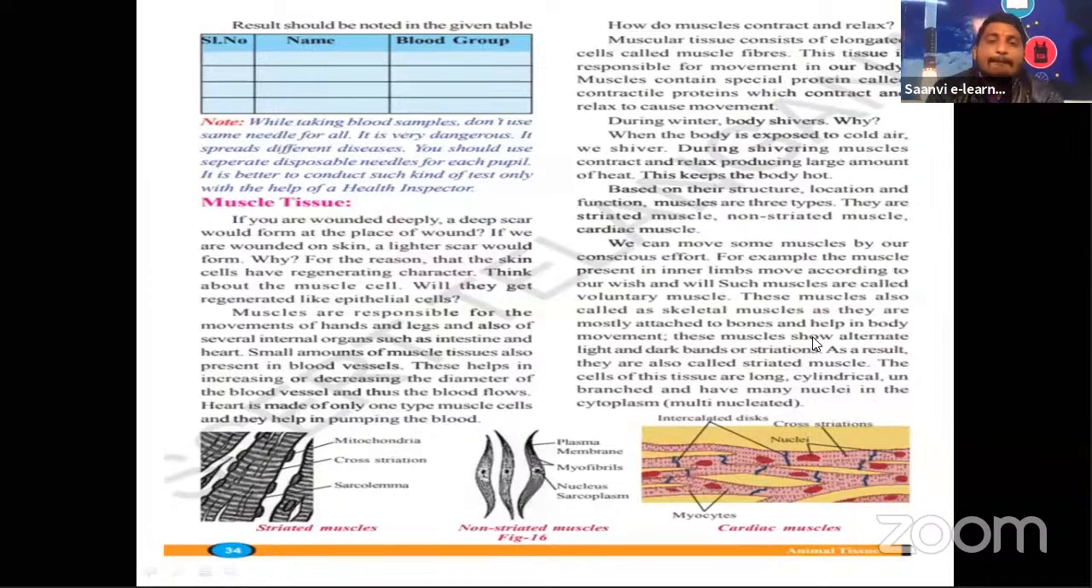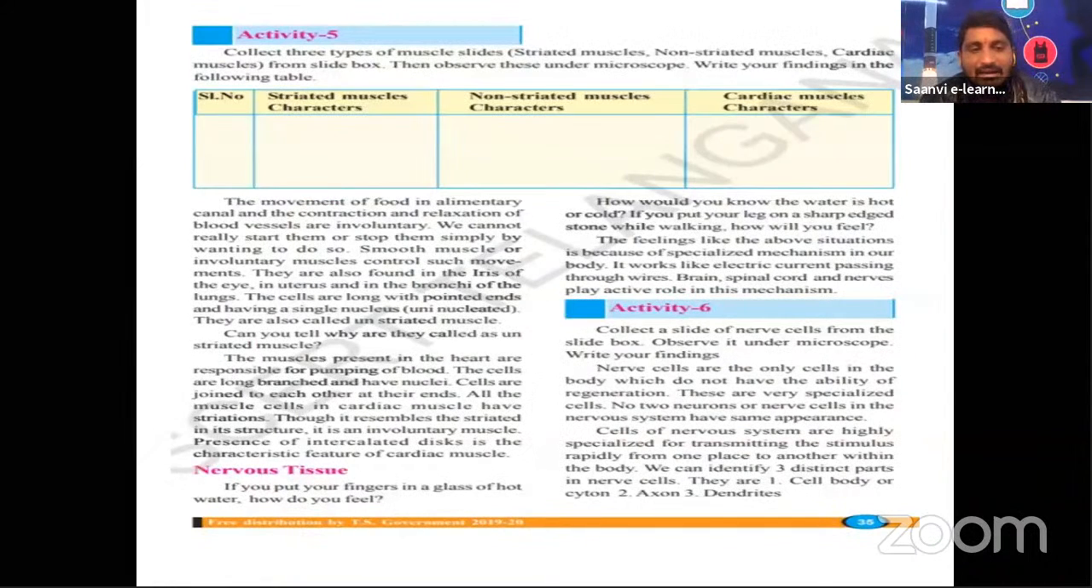So these are the muscle tissues: striated, non-striated and cardiac muscles. And as time is up, I'm going to wind up the session. In the next class, we can start with the nervous tissue. Okay, thank you.